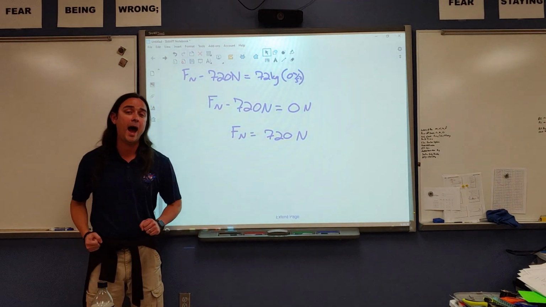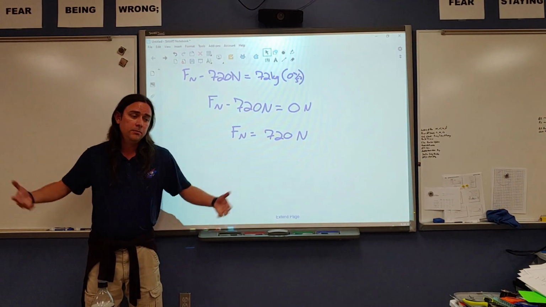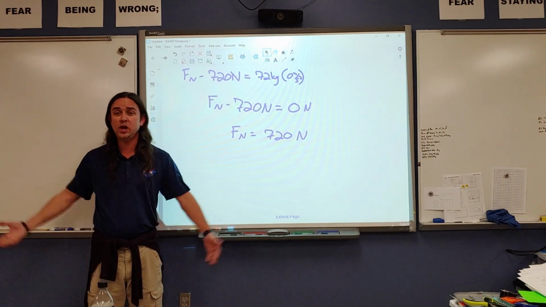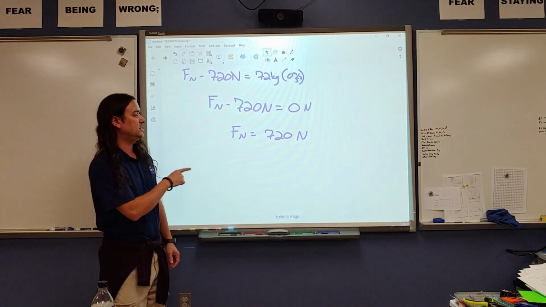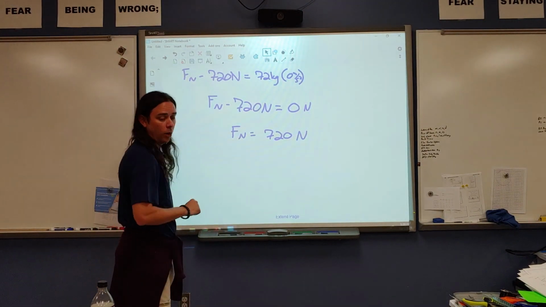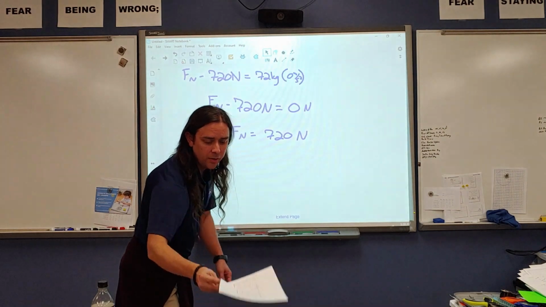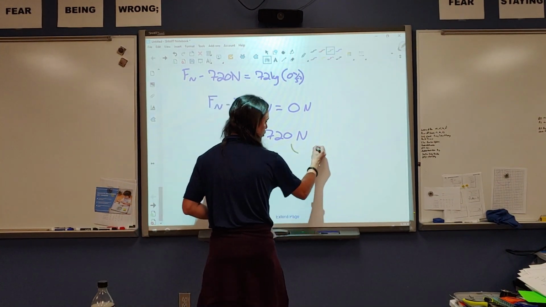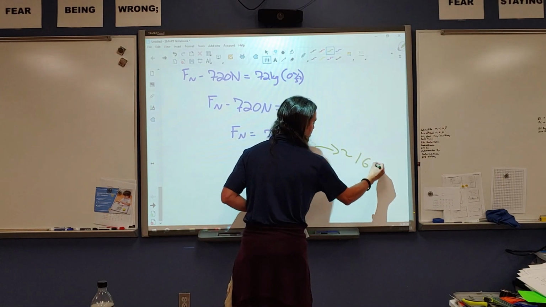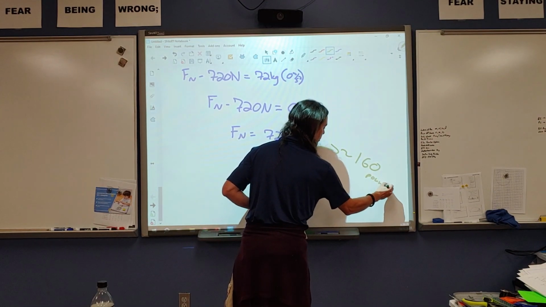In this case, they happen to be equal and opposite because my forces are balanced, which happens a moderate amount in our universe, but not always. In this case, here's how I can solve for a normal force. Okay, that's great. So the scale, in this case, would read about 160 pounds.